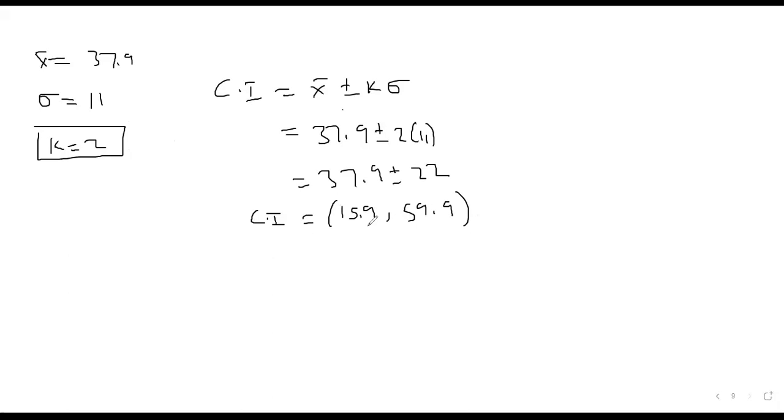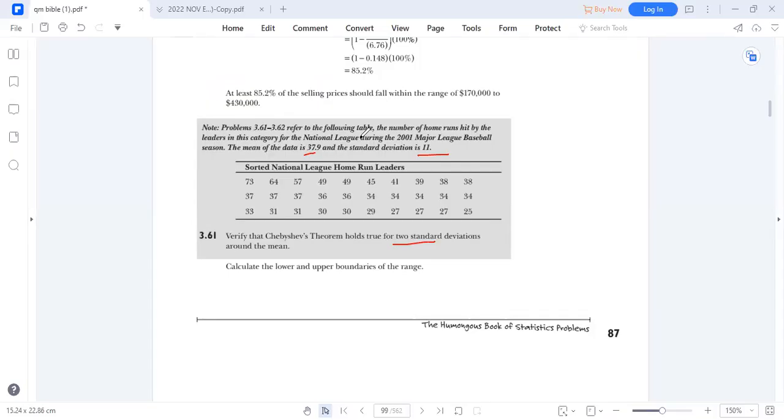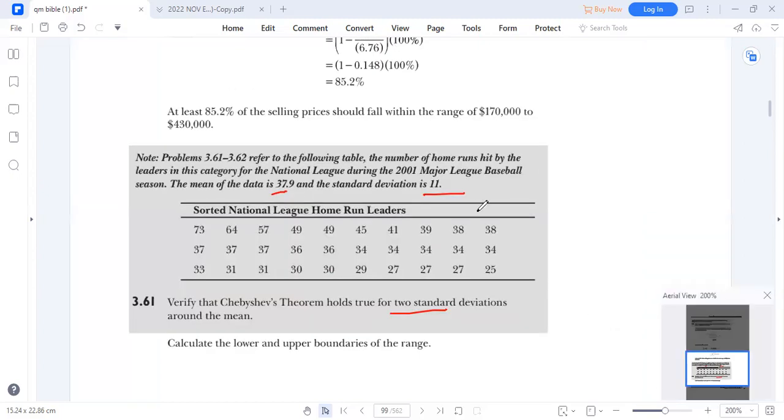Let's go through it again. We're given this question about home runs. Please mute yourselves. We are told that the following table shows the number of home runs hit by leaders in a category for the National League during the 2001 baseball season.